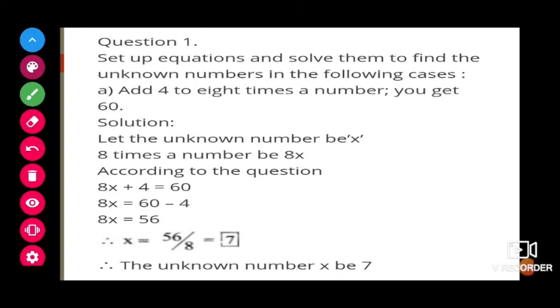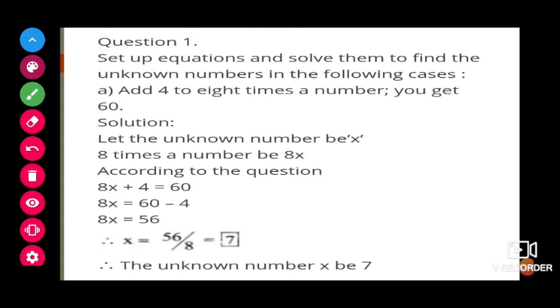Even sometimes whenever we will be discussing some situations, we will be dealing with unknown values, isn't it? There also, if you want, you can use these algebraic equations, children. From now you try to do it in this way. Now I'll show you how we can set up equations for the situations and how we can solve them. Okay, first one, set up equations and solve them to find the unknown numbers in the following cases.